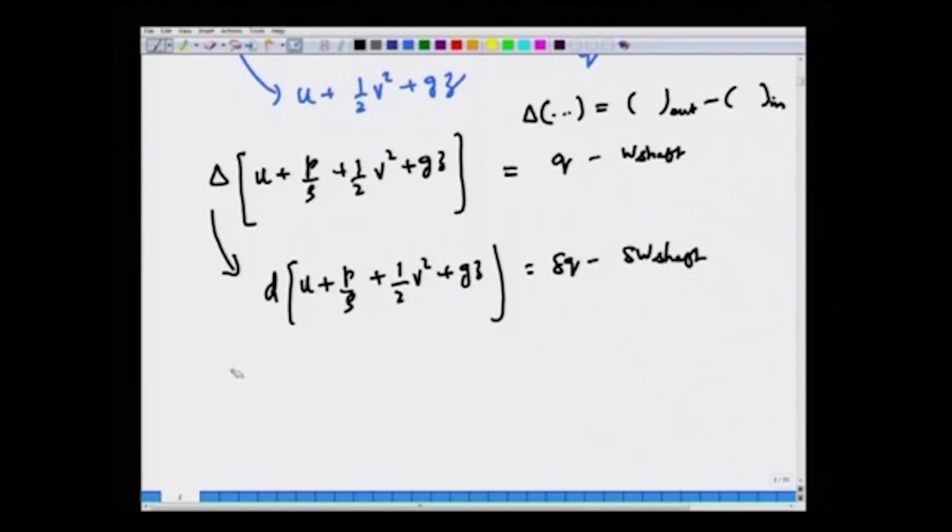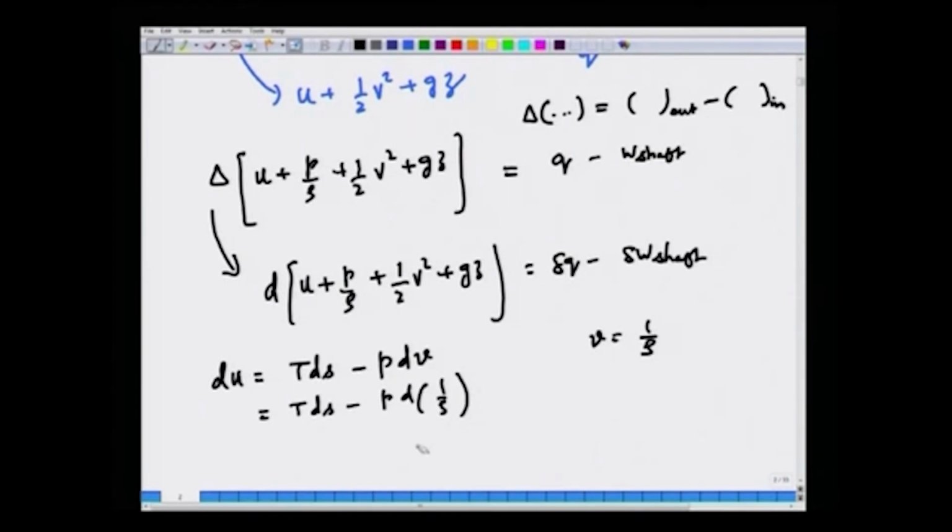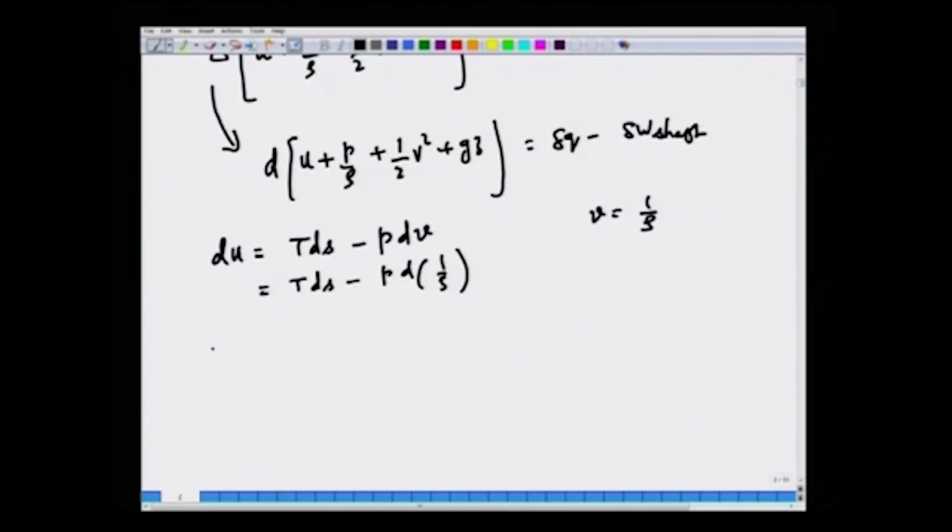Now, you can borrow or adopt a relation from thermodynamics. du is T ds minus P dV, where V is the specific volume, which is 1 over density, so du is T ds minus P d of 1 over rho. When you substitute this back, you get du instead of du.